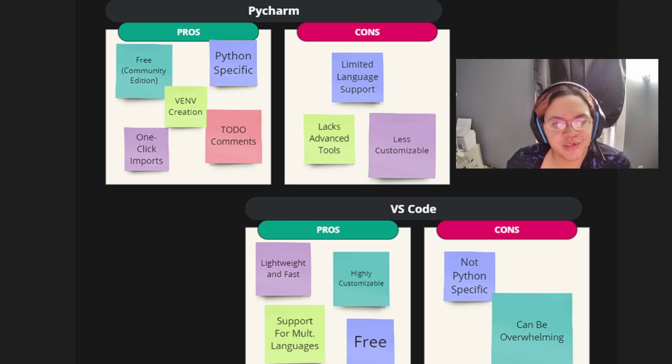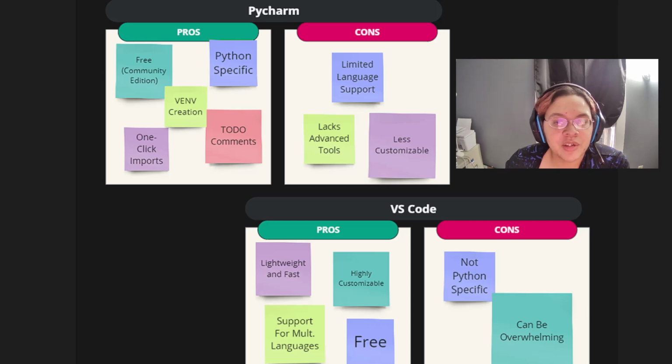Obviously, first is that it's free if you choose the Community Edition. It is built specifically for Python. It's designed with Python in mind, so it offers features that make Python development a breeze. And some of those features include the one-click imports. Instead of needing to know the exact pip command, you can just click and import and install your package. Or you can search for packages to install.